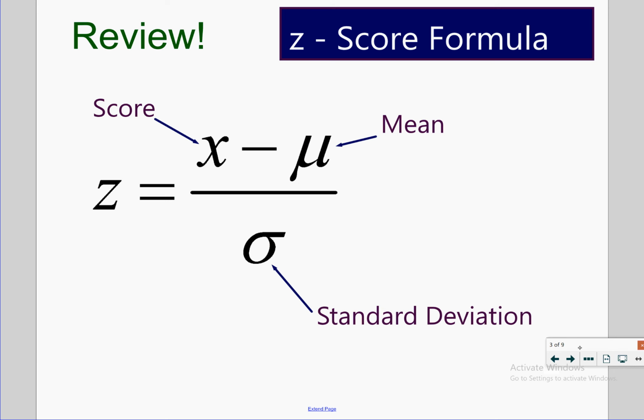All right, so the rest of the problems today are going to have this procedure. We're going to have an x value that we need to convert to a z-score. Then we're going to use that z-score and our charts to answer whatever question they're asking about with probabilities.